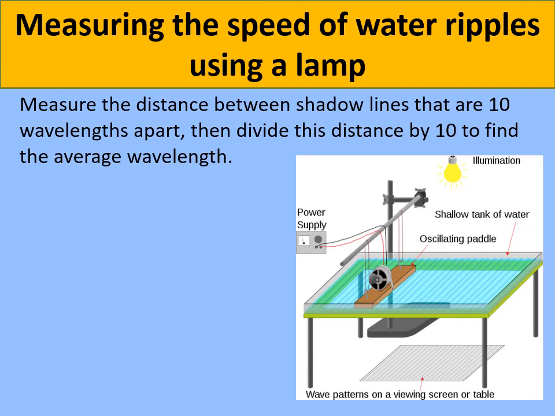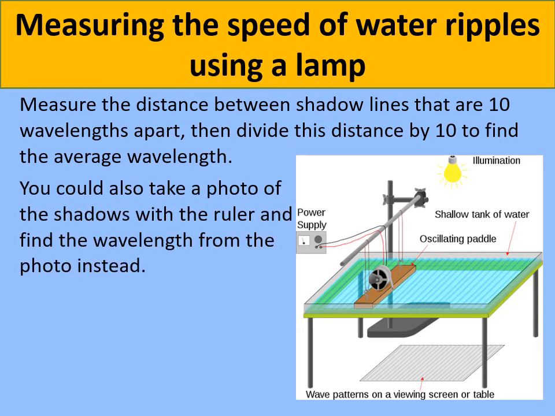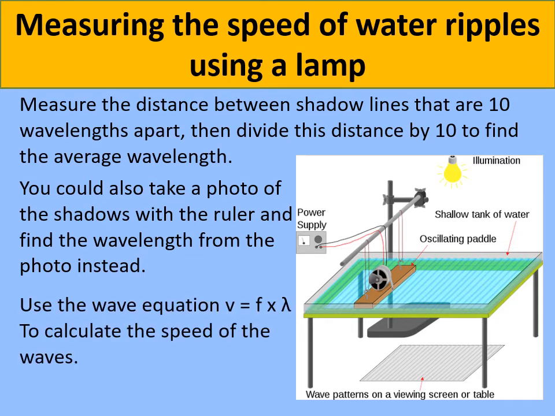So you measure the distance between shadow lines that are 10 wavelengths apart, then divide this distance by 10 to find the average wavelength. So you now have the wavelength, and you also have the frequency. You could also do this by taking a photograph of the shadows with a ruler and finding the wavelength from the photo instead, in exactly the same method. It might be a bit easier because the waves are always moving; if you take a photograph, then everything's still. Use the wave equation again, v = f × lambda, to calculate the speed of the waves in the ripple tank.